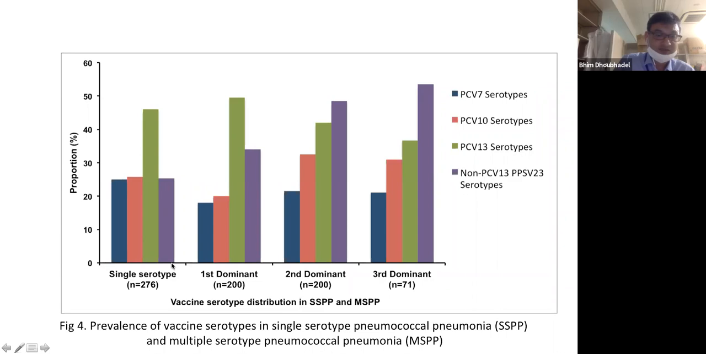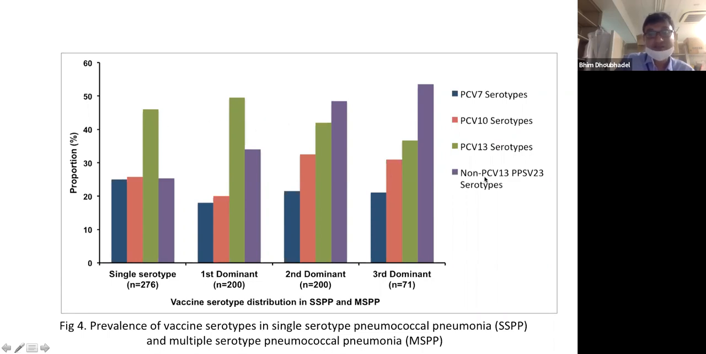So I grouped them, and then you can see the distribution of the serotype pneumococcus pneumonia, 276. And these 3 are, according to the dominance, the first dominant serotype, second dominant serotype, and third dominant serotype. So the sample size is 200 in first and second, that's why they became the multiple serotype, and the third dominant was 71. So what you can see is the PCV7 serotype is almost the same, whether single serotype pneumococcus or multiple serotype pneumococcus. PCV10 serotype is also not very much changed. And PCV13 also looks the same, this one and this one.